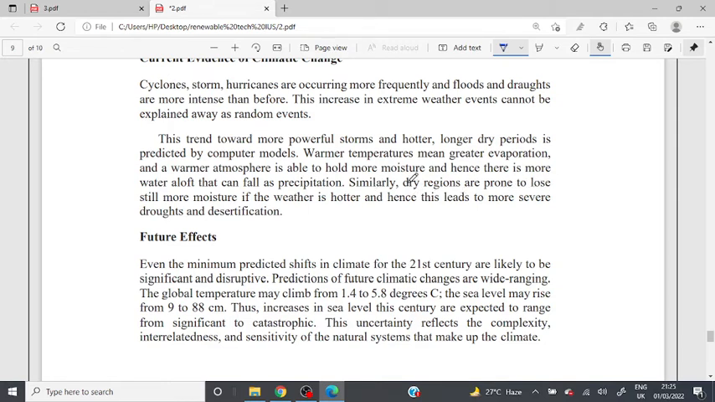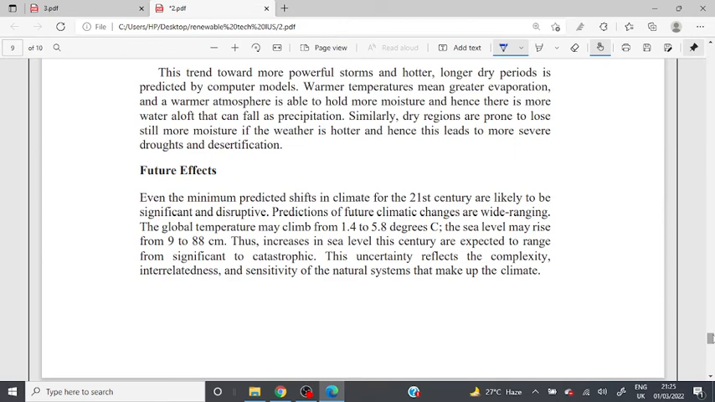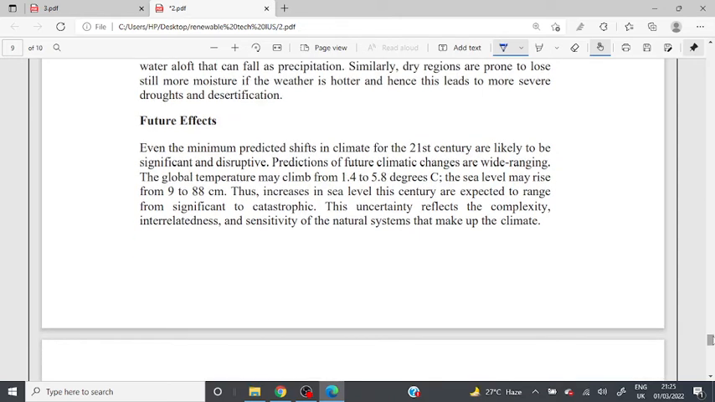Similarly, dry regions are prone to lose still more moisture if the weather is hotter, and hence this leads to more severe drought and desertification. So we are also expecting to see, in the regions where the temperature is getting higher, there might be in the next 50 years new deserts forming, and in the places where the water level is rising, there might be new areas of flooding. We know that some regions of earth, some countries are already affected, in the eastern Pacific, past Fiji and Hawaii, there are islands which are now almost under threat of disappearing from existence. Islands which have population, and now they're worried about relocating somewhere else, as their home, their land, their island is slowly starting to drown away in the ocean.